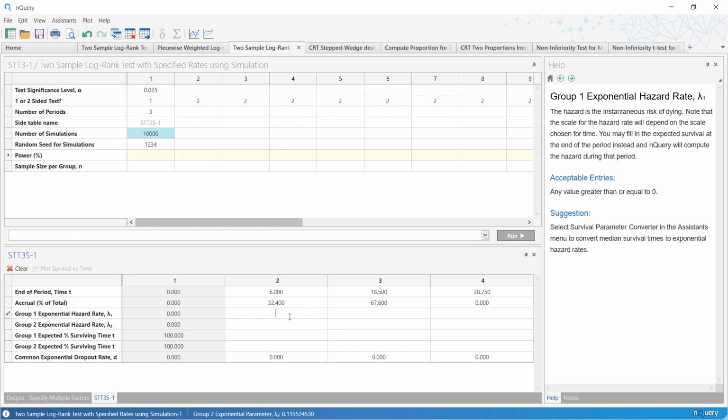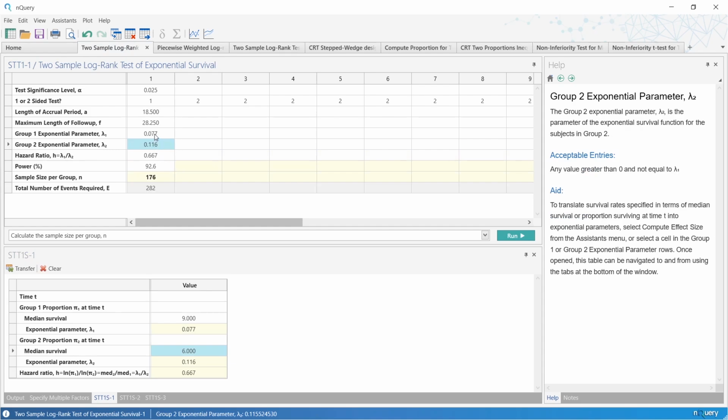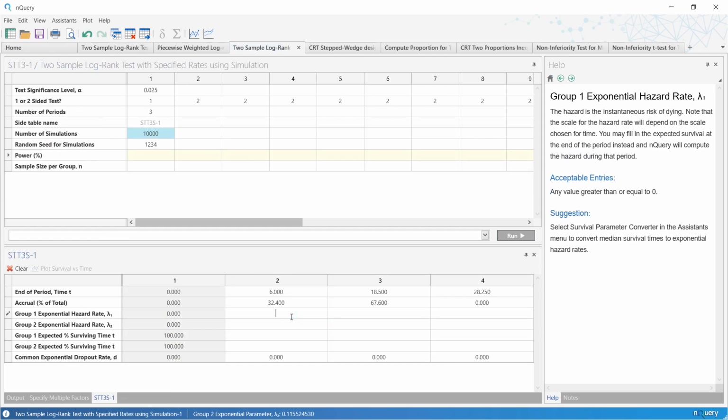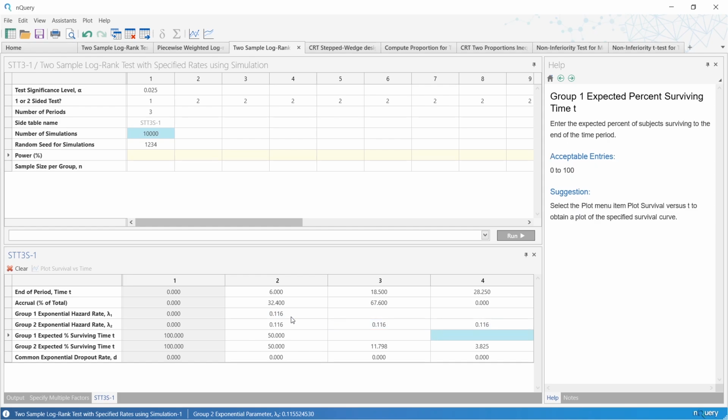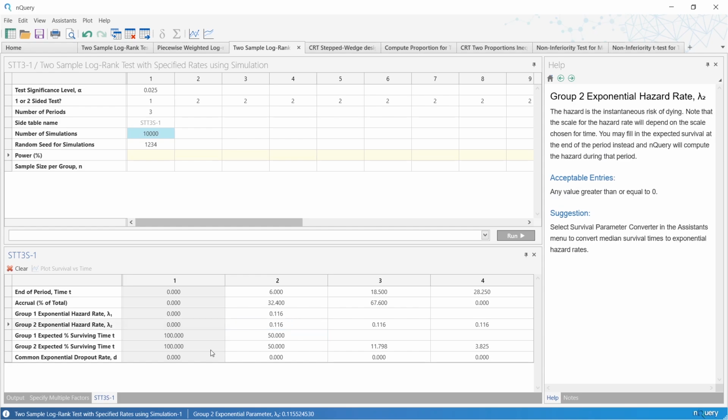So we're saying that for the first 6 months, there's no difference, and both of the hazard rates are equal to 0.116. Remember, that's equivalent to a median survival of 6 months. So we're just going to copy and paste this to speed things up. In this case, we're assuming that group 2 is the control group, so that's obviously going to be the same for the entire study in the group 2 row here.